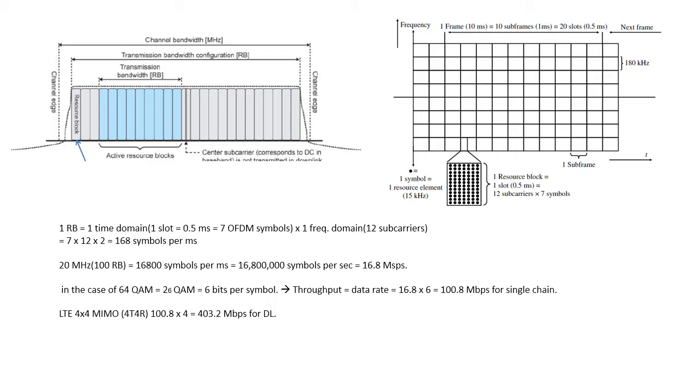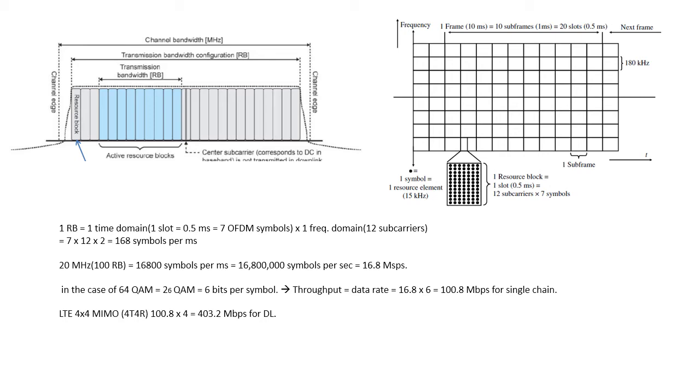And if we have another look from a different angle at the resource block, what is actually a resource block? A resource block is one slot of 0.5 millisecond, where it consists of 12 times 7 symbols. So we have 12 on the side of the subcarriers, and then times 7 symbols, where one symbol occupies one resource element of 15 kilohertz.